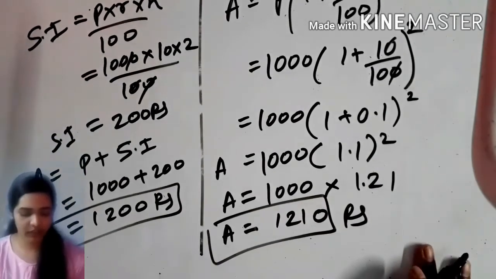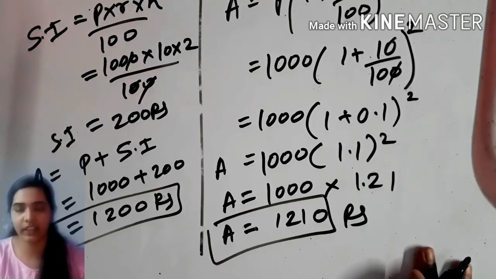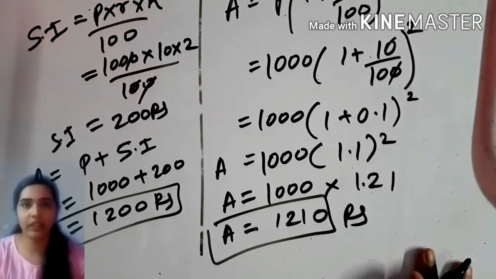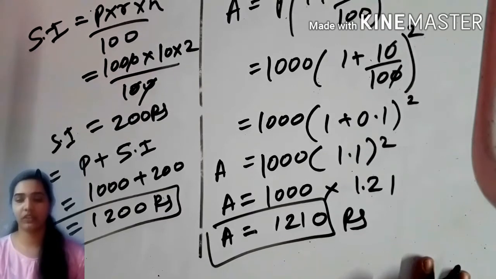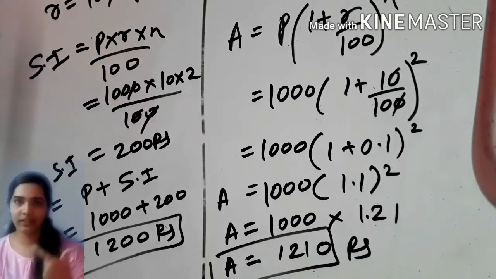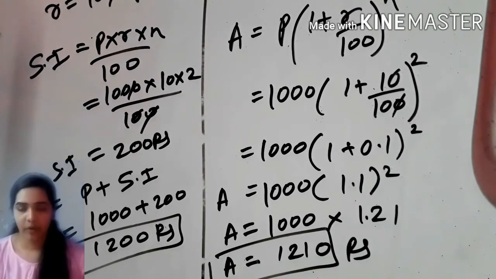See, it's 1200, and in compound interest I am getting 1210. So there is a difference of 10 rupees. If I am investing in compound interest, the amount is greater than simple interest for 2 years. So this is how there is always a change. If you calculate the same for 3 years, there will be a bigger change. So it's better to invest using compound interest.